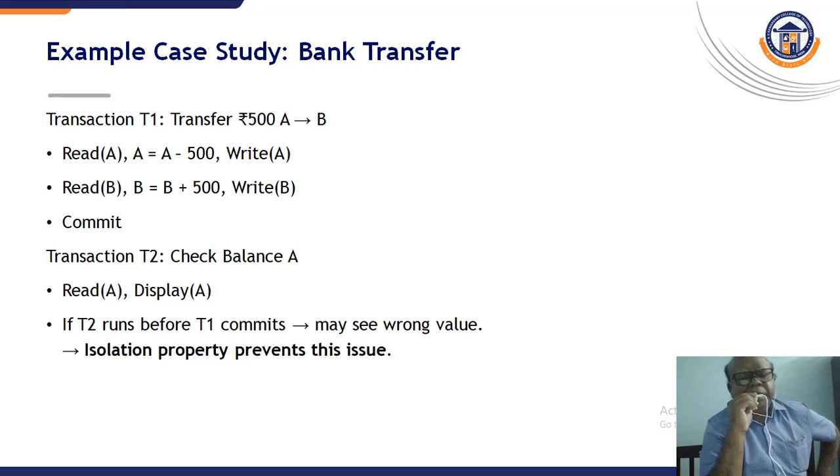Transaction T2 checks the balance of A: read A, display A. If T2 runs before T1, it may see the wrong value. The isolation property prevents this issue. So transaction T2 for checking the balance should be done after T1 only. Before the commit of T1, if it checks, it can see only the old values.